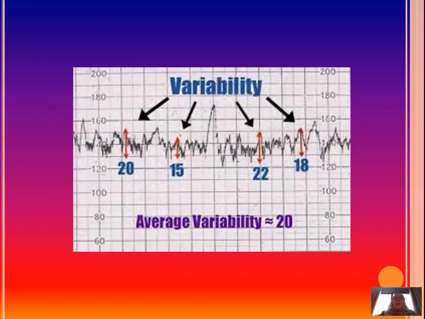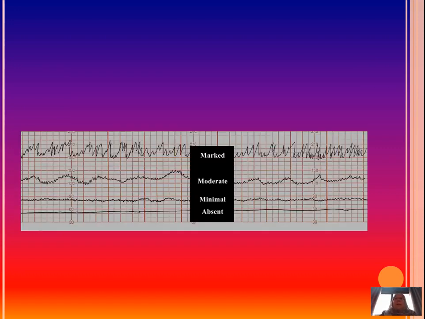Here is also a variability marked, and you can see they've made an attempt to actually measure it and put a number to it, coming up with a variability around 20. This is also another way where you can gauge variability, and this is what many people do. They look at the CTG like that and say this has got marked variability, moderate, minimal, or absent variability.